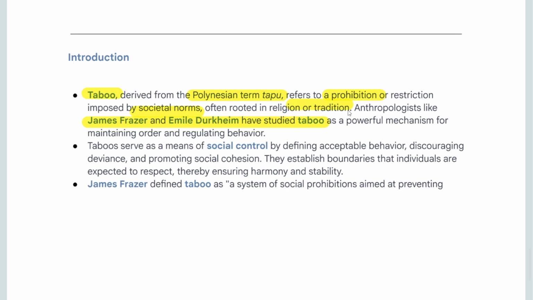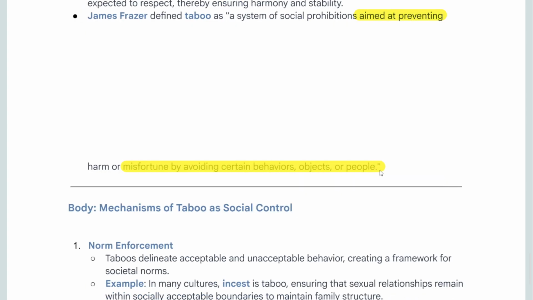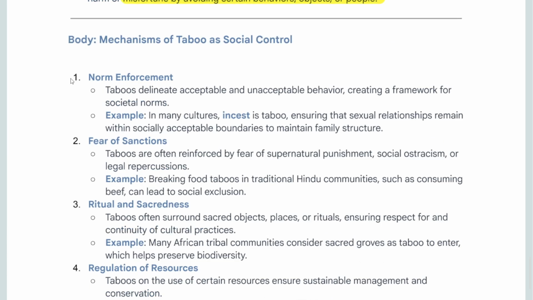How did Fraser define it? He called it a system of social prohibitions aimed at preventing harm or misfortune by avoiding certain behaviors, objects, or people. Basically, they tell you what's acceptable, discourage you from stepping out of line, and promote group cohesion. So taboos are like invisible fences, keeping society on track, guardrails. Precisely. Let's look at how they work.